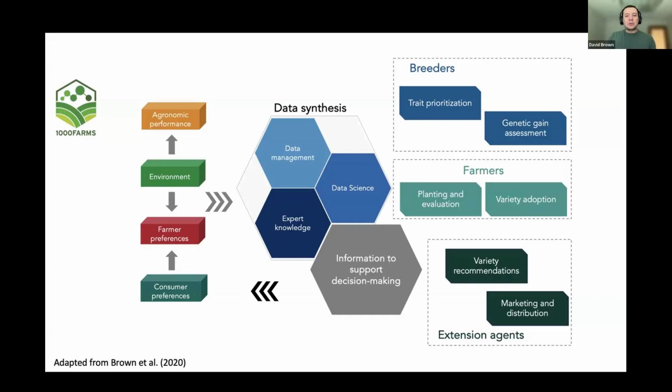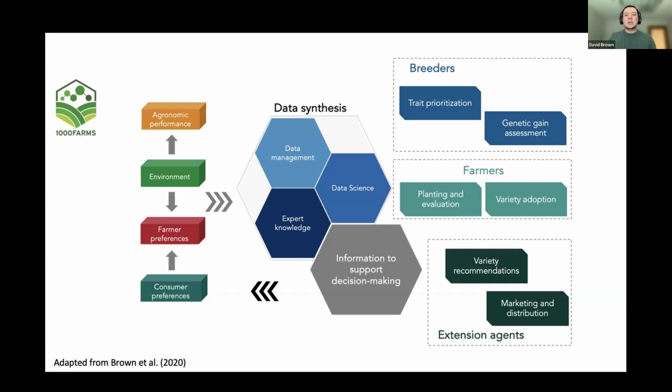This is an updated version of this diagram. In the original, instead of data science we had statistical learning, which is in some ways equivalent, but I think data science is closer now. Then we turn that data into information that could support the decision making of mainly three types of users: breeders, farmers, and extension agents.